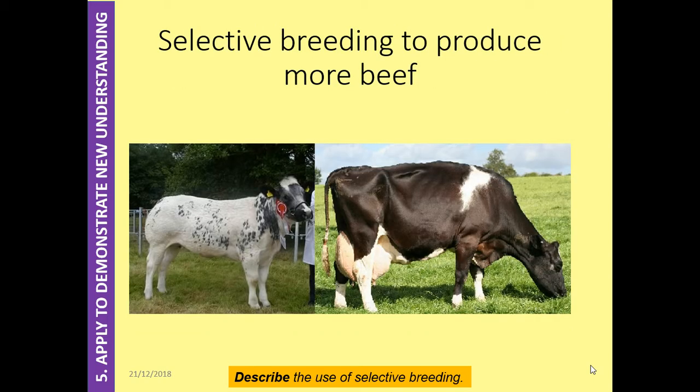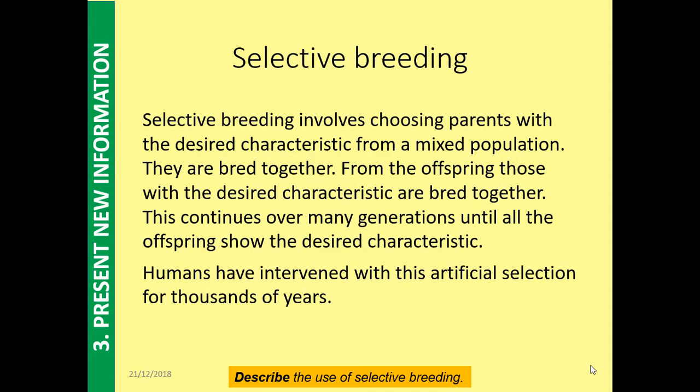So on the left here, we've got what a traditional cow should look like. On the right, we've got the impact of selective breeding, okay, to produce more beef. So again, the same process has been used to selectively breed so that we're getting more quantity of food per cow rather than the much leaner cow on the left-hand side.